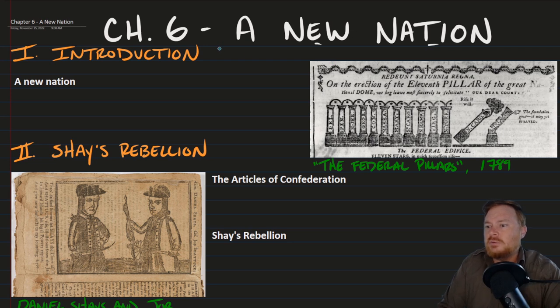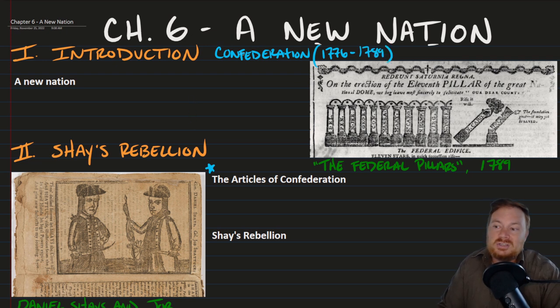We have the period of the Confederation. Recall that we talked about the Articles of Confederation in the last chapter. This was the first government, or first constitution, of the United States. The Confederation period, we'll say, stretches from 1776, the Declaration of Independence, to roughly 1789. As we'll cover here in a moment, eventually the Articles of Confederation are gotten rid of, and the United States institutes a new national government. That national government is the Constitution.